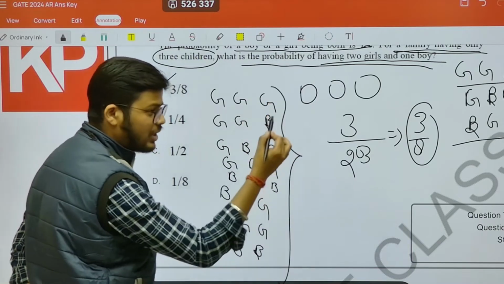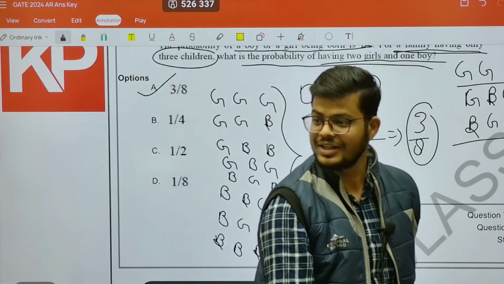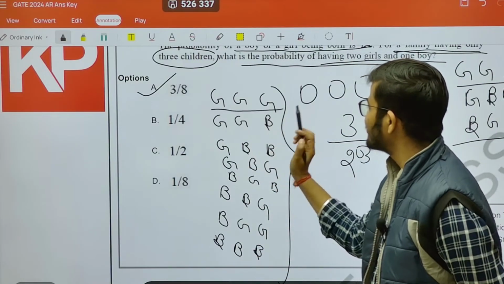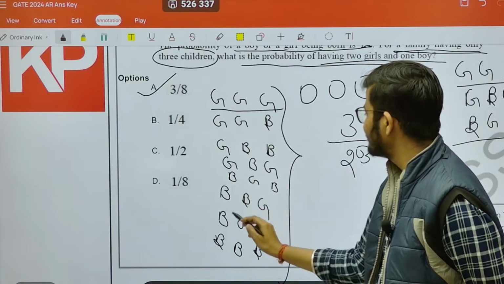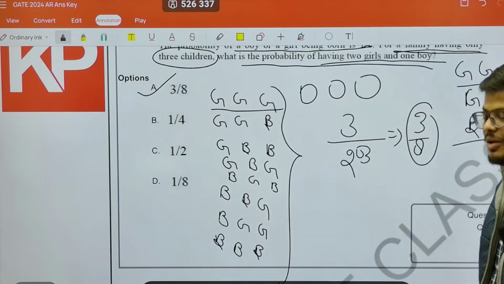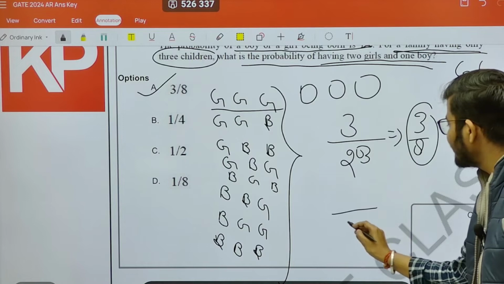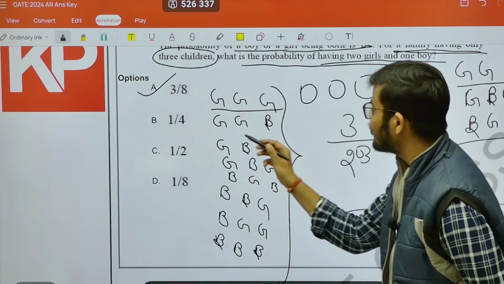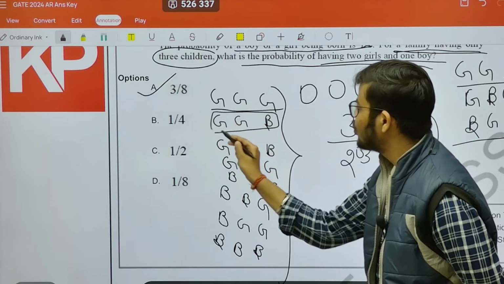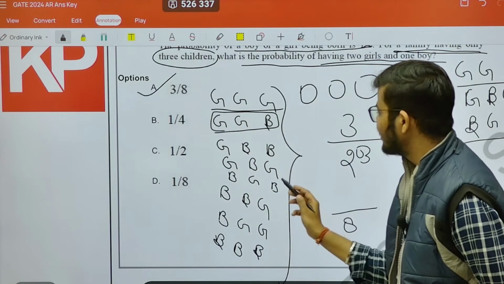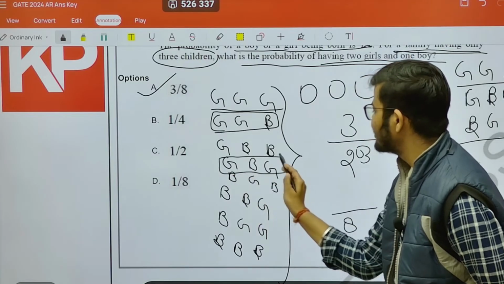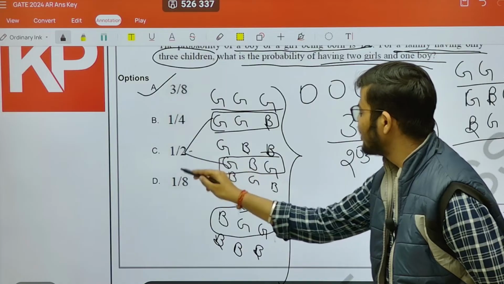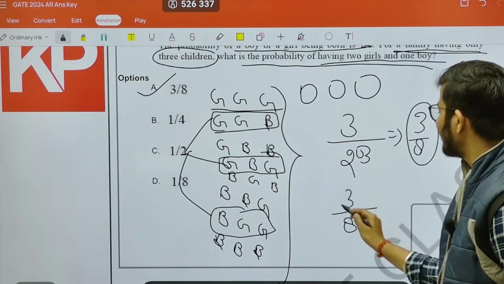Now how many outcomes are possible? Is there any other thing that we can do with this question? The answer is no. Only these combinations are possible. Now 1, 2, 3, 4, 5, 6, 7, 8. Only 8 combinations are possible. So the total outcomes are 8, and out of that, what is the desired outcome? 2 girls and 1 boy. Outcome number 1: 2 girls and 1 boy. Then 2 girls and 1 boy. Then again 2 girls and 1 boy. The desired outcome is 3 and the total outcome is 8.